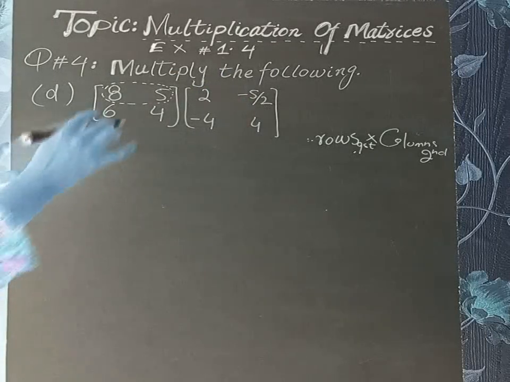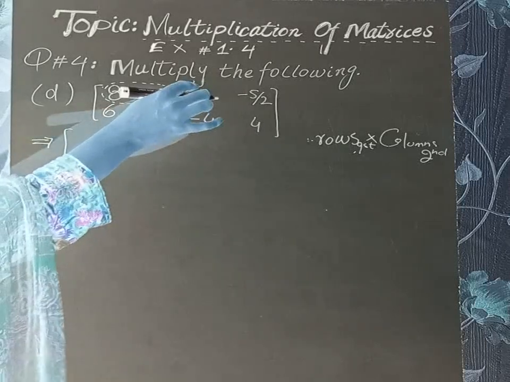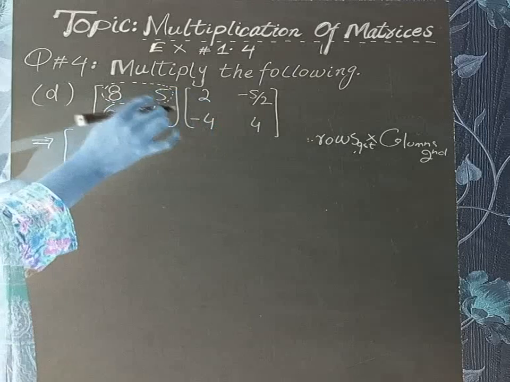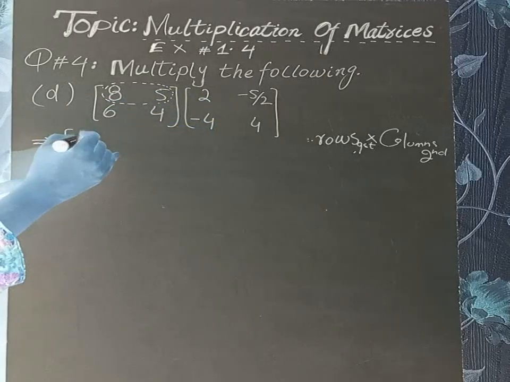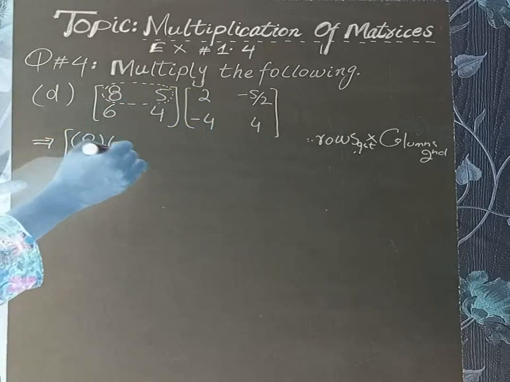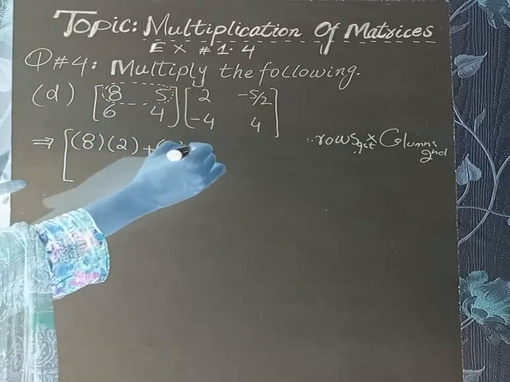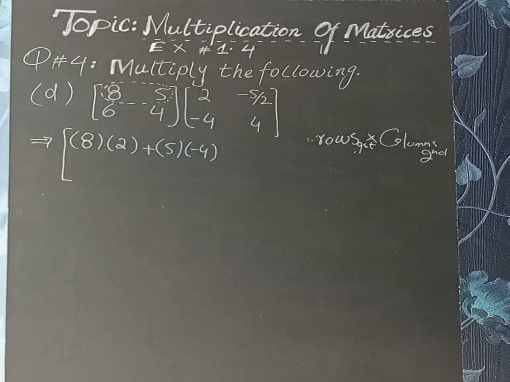Rows of the first matrix, 8, 5. First column is 2, minus 4. 8 multiplied by 2 plus 5 multiplied by minus 4.